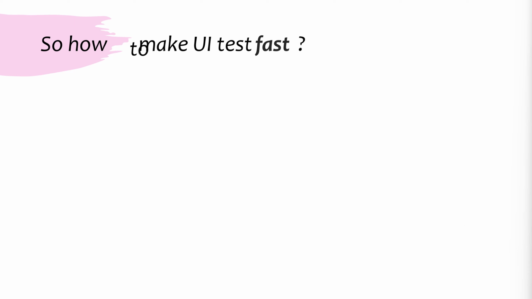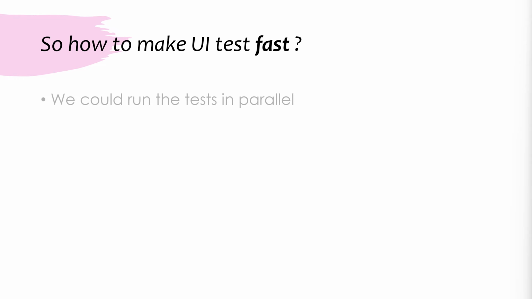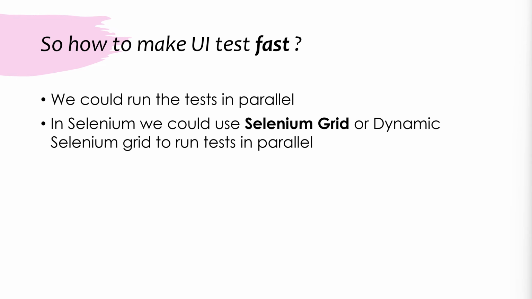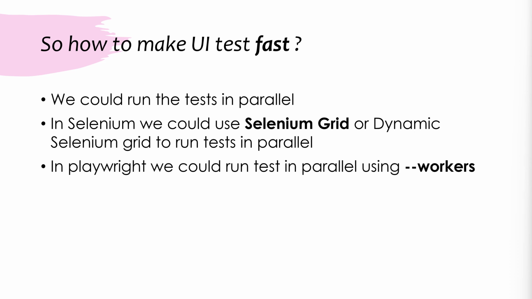And then how can we make our UI tests fast? Well, we could potentially run our tests in parallel, using something like Selenium Grid or dynamic Selenium Grid. That's a possible way of doing it. And similarly, if you're using tools like Playwright, we could run the tests in parallel using worker threads, which will also spawn multiple different browsers and run our tests in parallel. Those things we are able to achieve. That's quite simple.